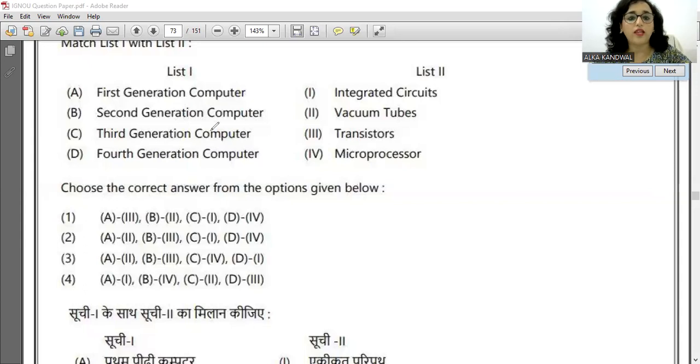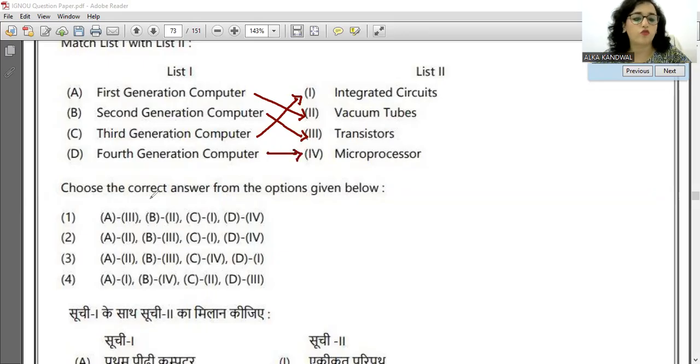Match the following. So first generation uses what? Second generation uses what? This we have done in detail. First generation definitely uses the vacuum tubes. So that is the correct answer. What is the second generation? Second generation used the transistors, third generation used the integrated circuit, and fourth generation is the microprocessor.